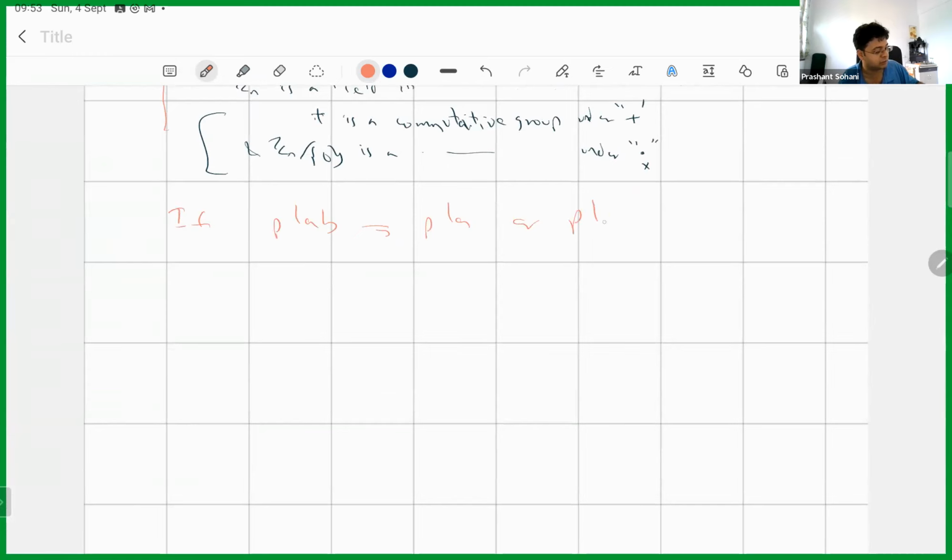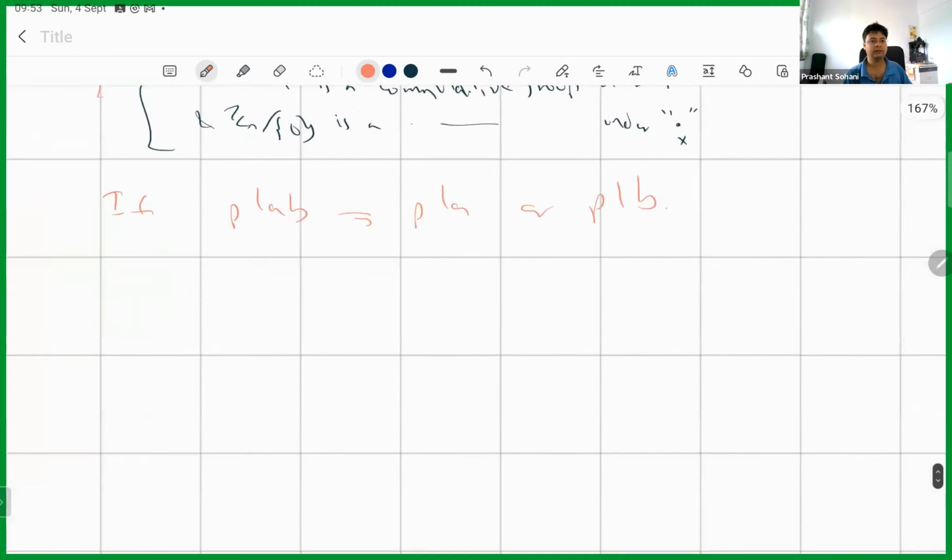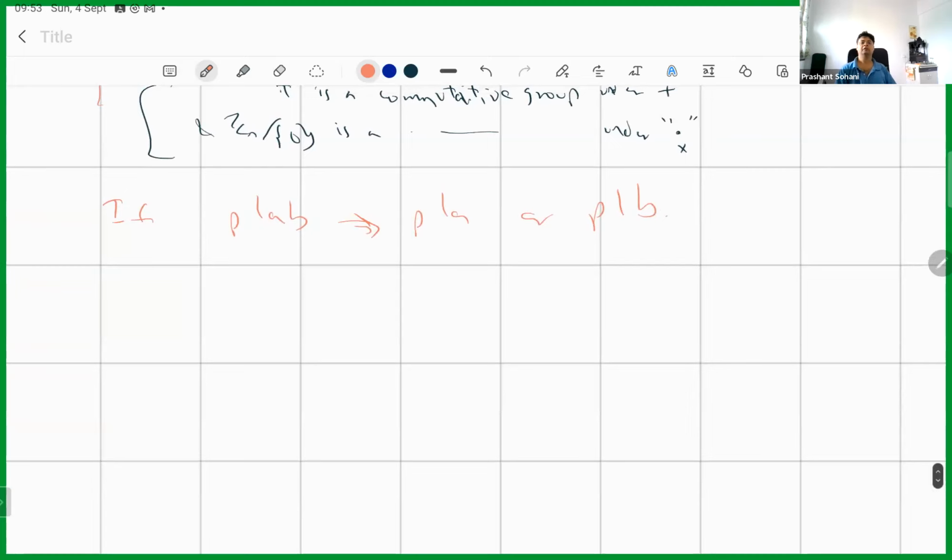Property 2: if P divides AB, then P divides A or P divides B. This is probably one of the most important properties, even from the problem solving perspective. The other important property is, of course, the fundamental theorem of arithmetic.